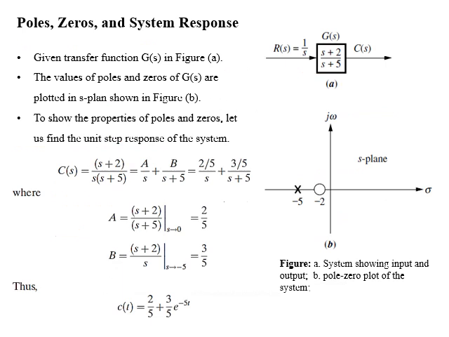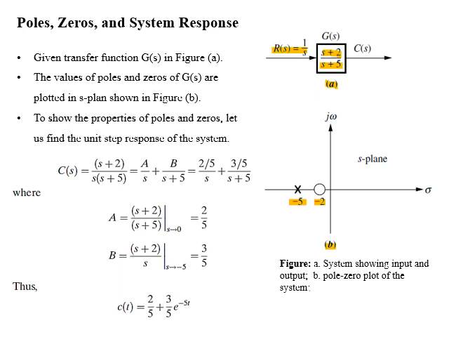Dear students, now with the help of example, we will study system response with the help of poles and zeros. In the given figure A, we have a system whose transfer function is (s+2)/(s+5), and input applied to the system is step, which means that R(s) is equal to 1/s. Figure B shows pole zero plot of the system. In this we have a pole at -5 and a zero at -2.